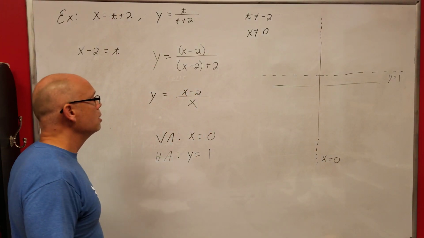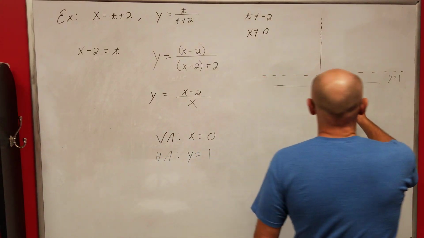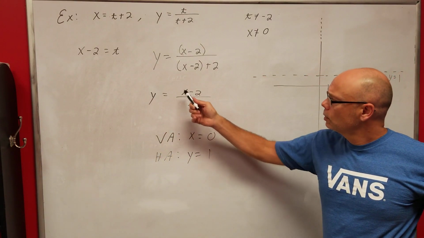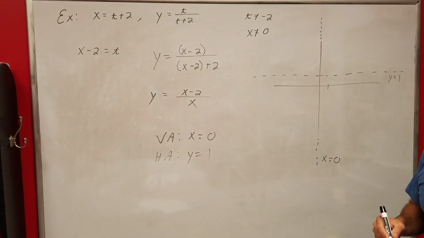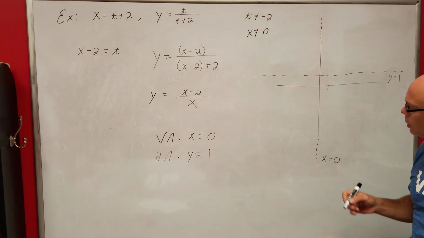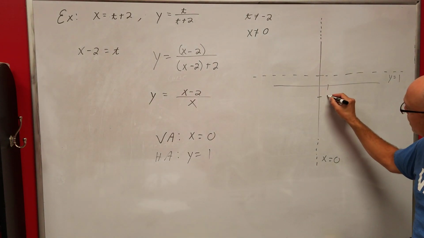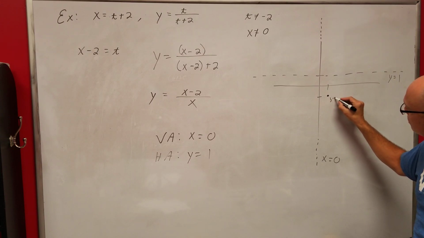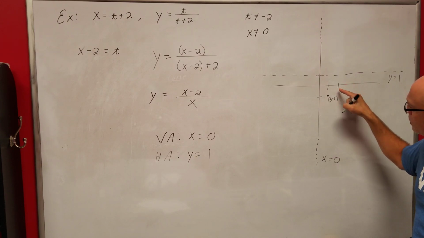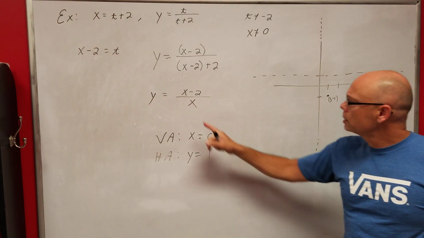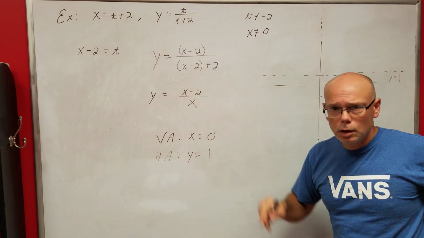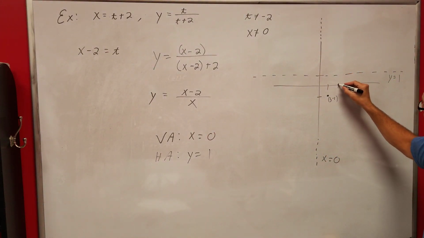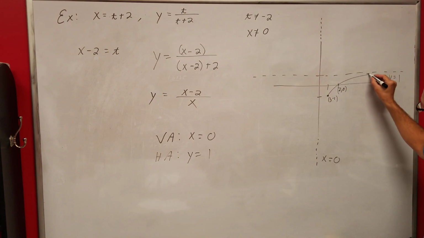Well, let's see. What happens whenever x is, say, 1, okay? When x is 1, we have 1 minus 2, or negative 1, over 1, so we get out what? Negative 1. So whenever x is 1, y is negative 1. How about when x is 2? When x is 2, we have what? 2 minus 2 is 0 over 2, or what? 0. So we have 2 comma 0, and this portion of my graph is going to do something like this.